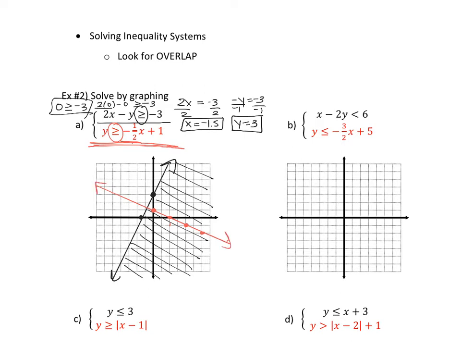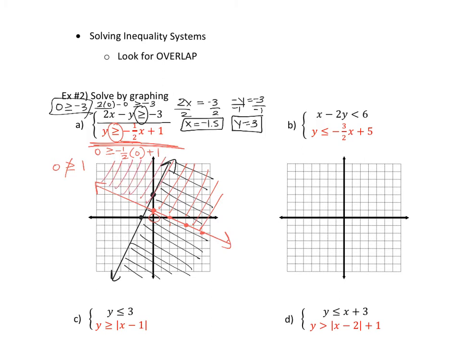Okay, and again, plug in 0, 0. 0 is greater than or equal to negative 1/2 times 0 plus 1. Well, this is 0 plus 1, so it's saying 0 is greater than or equal to 1. Not true, okay? When it's not true, we want to shade away from 0, 0. So we would shade up here.